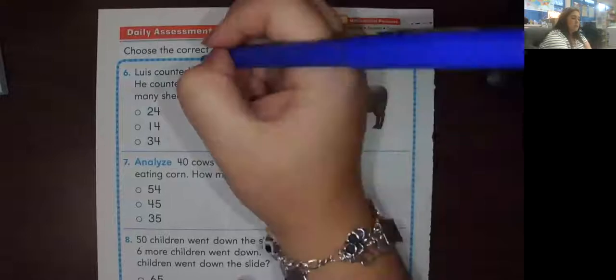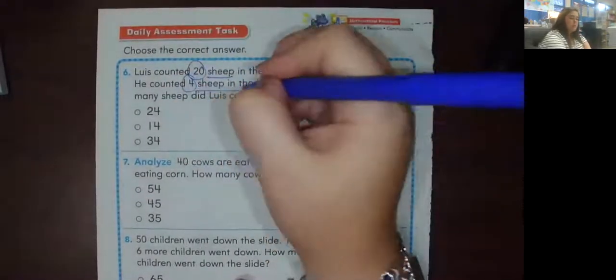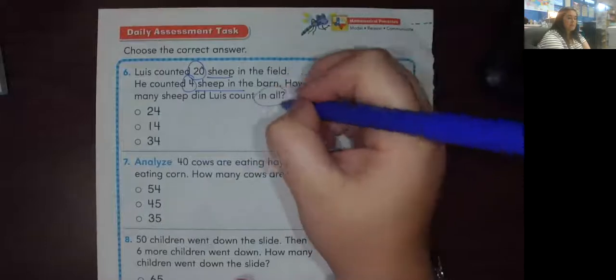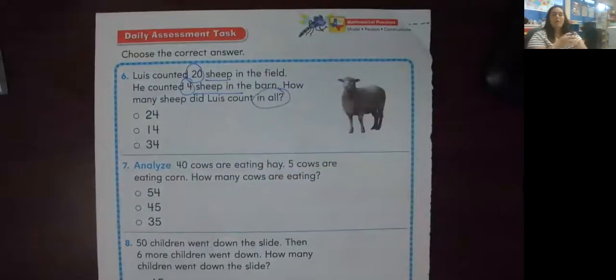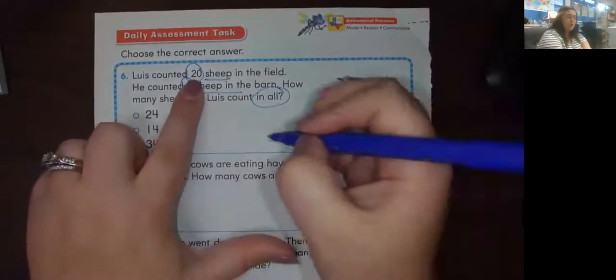All right, then on the back. Lewis counted 20 sheep in the field. He counted 4 sheep in the barn. How many sheep did Lewis count in all? In all, that means all together. We're adding all together. So first he counted 20. Let's draw our 10 rods for 20.